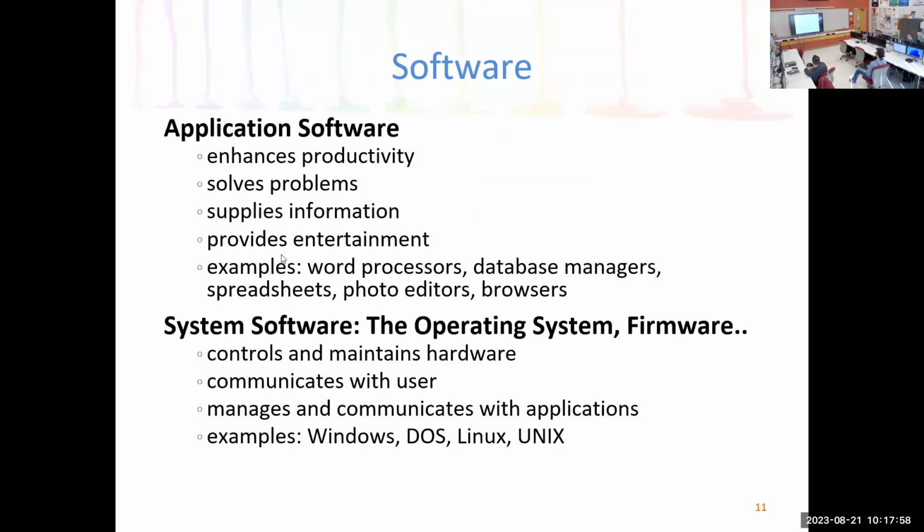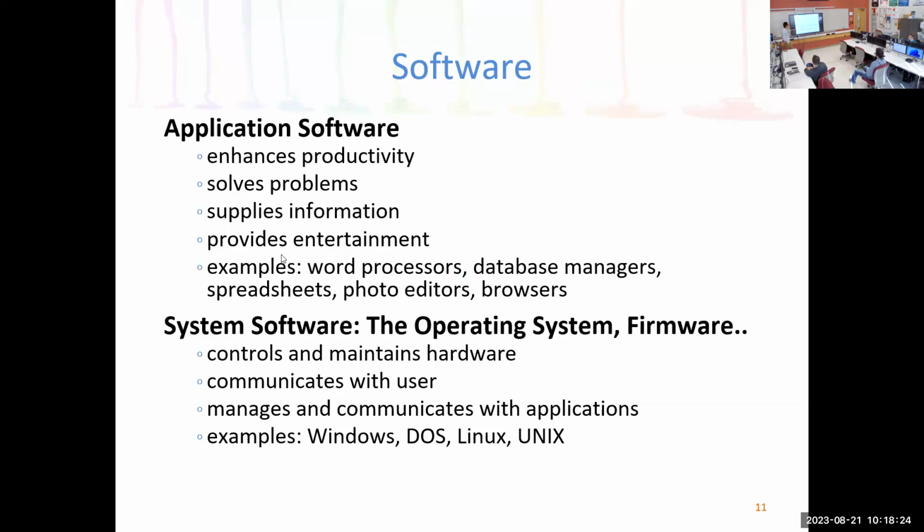Now, every computer has hardware and software. The software breaks down into two major categories. The first one is application software. It enhances productivity and creativity, solves problems, supplies information, and provides entertainment. We can think of Microsoft Word, Excel, database, spreadsheet, and photo editor. They are application software.